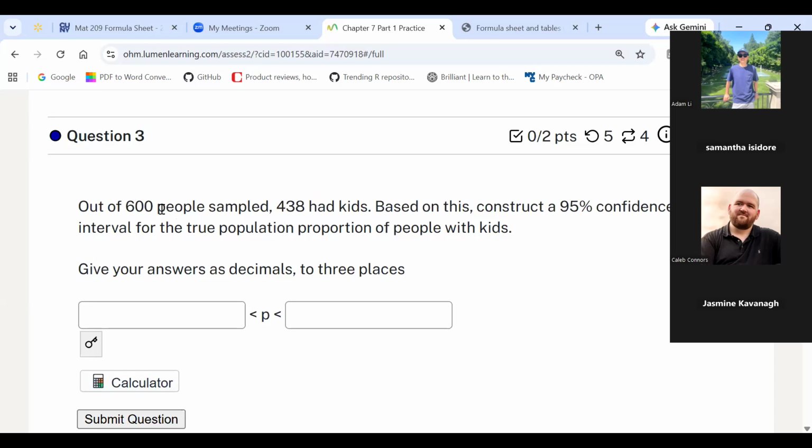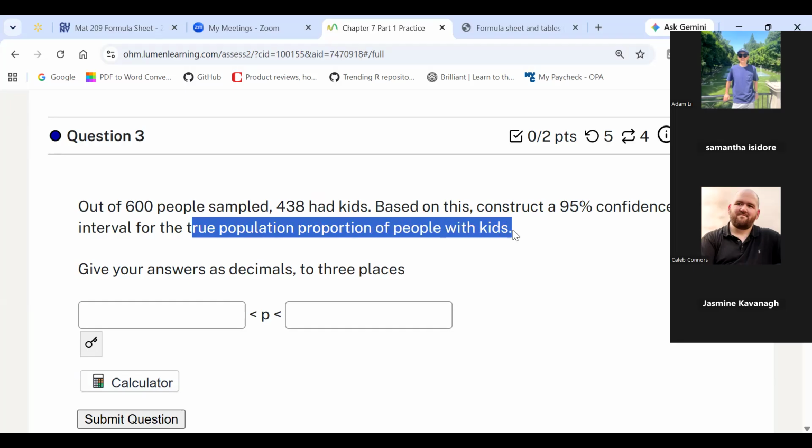Okay. Now let's look at this. Question 3, out of 600 people sampled, 438 had kids. Based on this, construct a 95% confidence interval for the true proportion of people with kids.